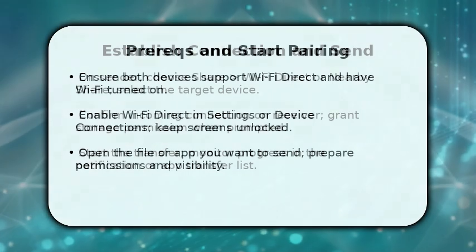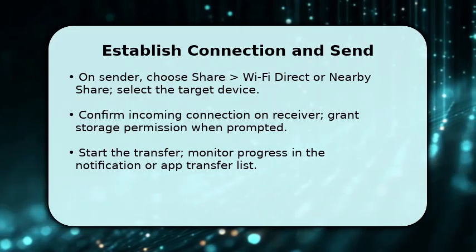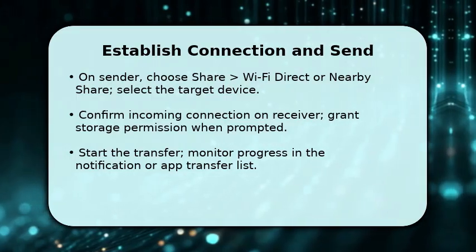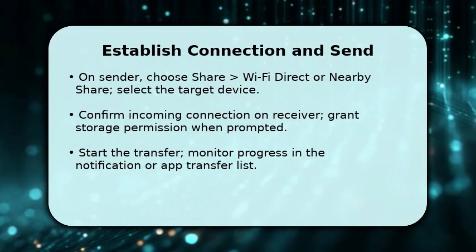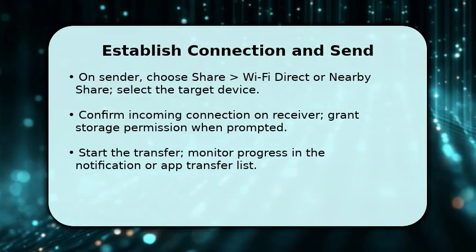Once devices are paired, open the file, photo, or folder you want to move and tap Share, then choose Wi-Fi Direct or Nearby Share. Select the paired device. You confirm the incoming connection on the receiving device and grant any storage permission so files can be saved.